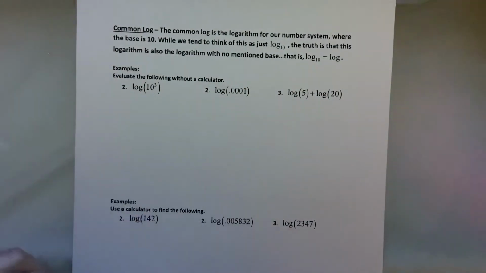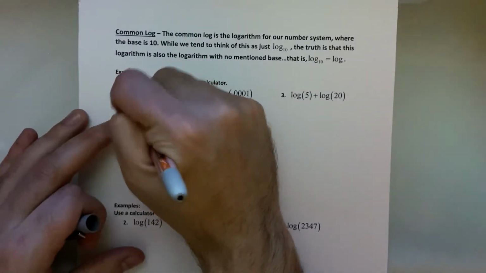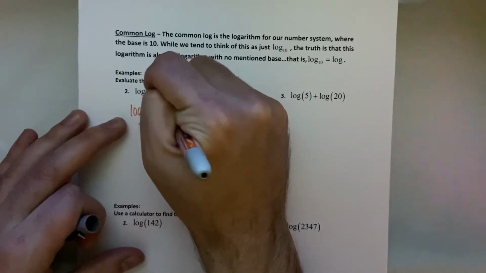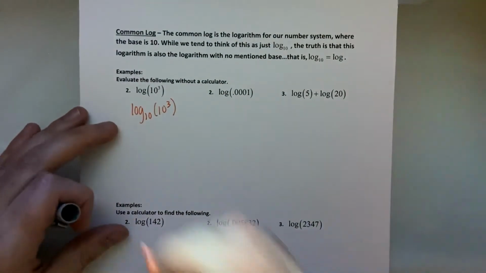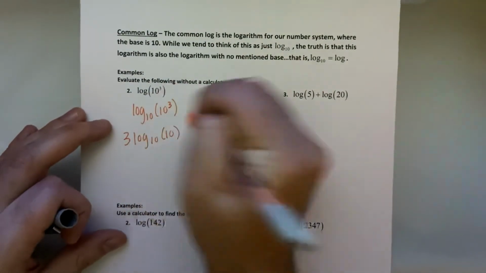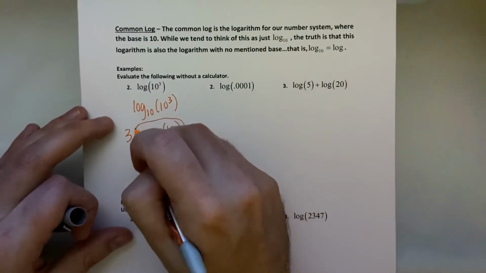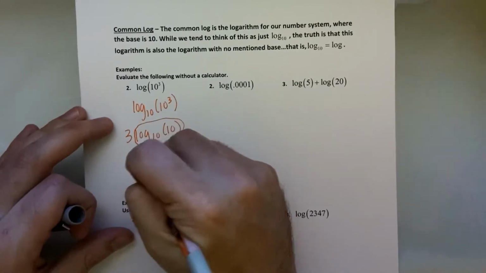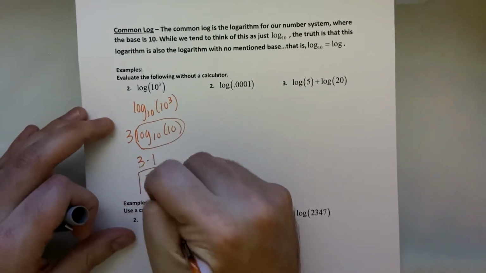So this log of 10 to the third is really log base 10 of 10 to the third. I can bring the 3 out front, 3 times the log base 10 of 10. And what I know here is when the base matches the inside, this is 1, so this is 3 times 1, which is 3.